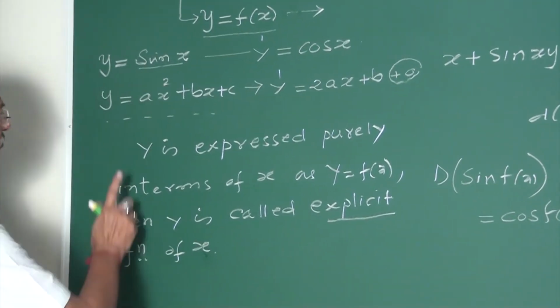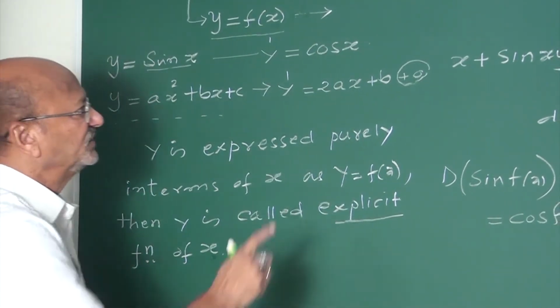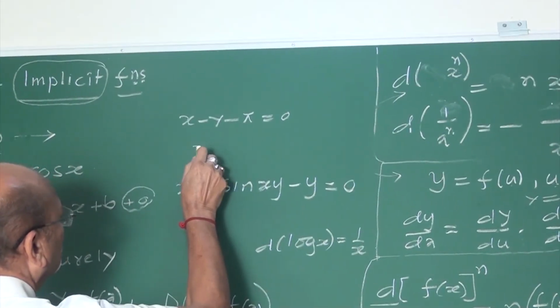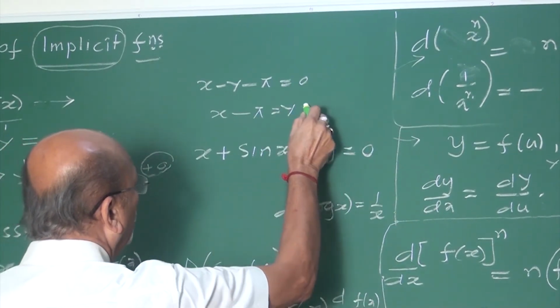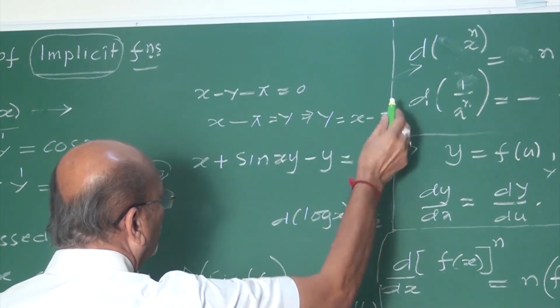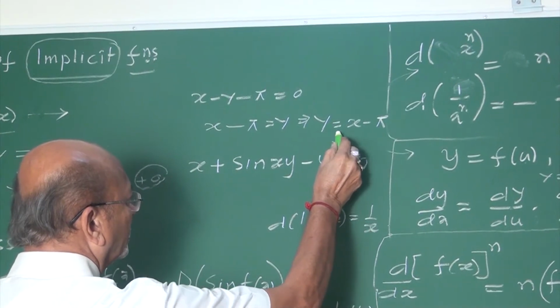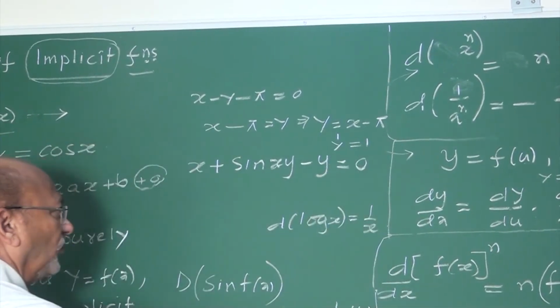It means we can solve y in terms of x. See here, this is one example. Can you solve it? Yes, sir. It is x minus pi equal to y, or y equal to x minus pi, where pi is a constant. Then what is its derivative? Yes, you are aware. y dash, the derivative, is what? The derivative of x is 1.